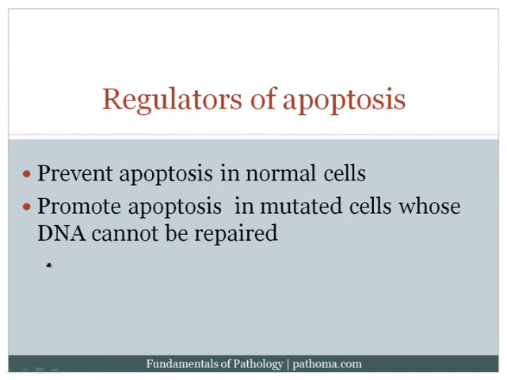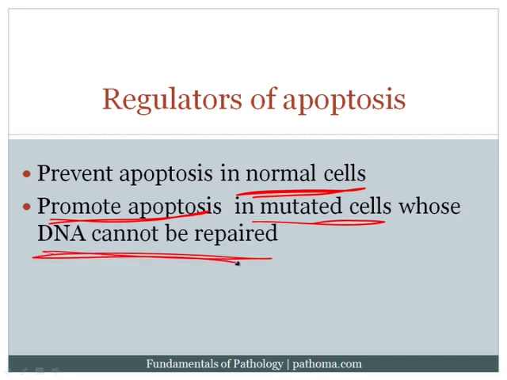Okay, and the third regulatory system are regulators of apoptosis. Now, remember that apoptosis needs to be regulated. And why does it need to be regulated? Because you want apoptosis to not occur in a normal cell. You don't want a normal cell to die, so you want to prevent apoptosis in a normal cell, but you want to promote apoptosis in mutated cells because you don't want cells whose DNA cannot be repaired. If there's DNA and it cannot be repaired, you want apoptosis to occur in that mutated cell. And so apoptosis is highly regulated.